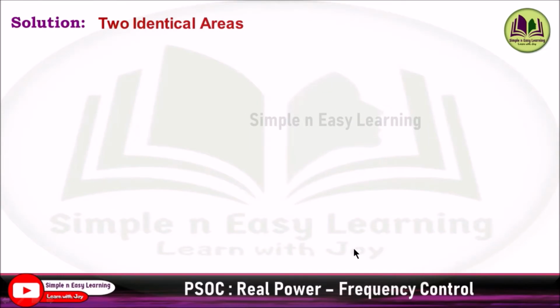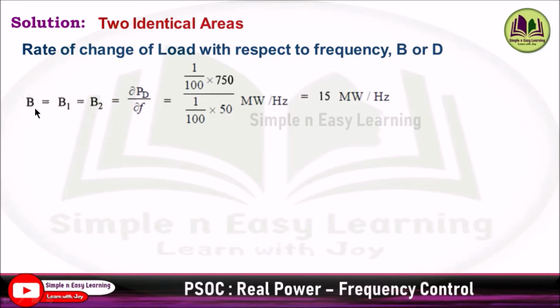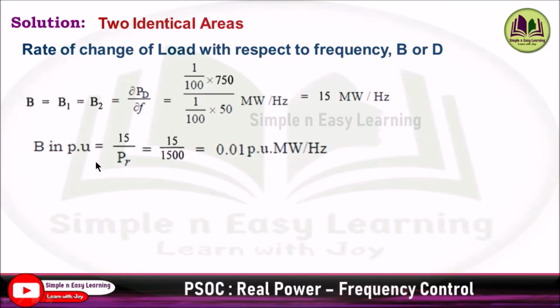Here in the question it is mentioned that there are two identical areas. So first we find the rate of change of load with respect to frequency. B is equal to B1, that is equal to B2, since these two areas are identical, that is equal to dou PD by dou F, and 1% change in load corresponds to 1% change in frequency. So 1 divided by 100 into 750 divided by 1 divided by 100 into 50 gives you 15 megawatt per hertz. In per unit, actual value divided by the base value: base is 1500, so 15 by 1500 gives you 0.01 per unit megawatt per hertz.